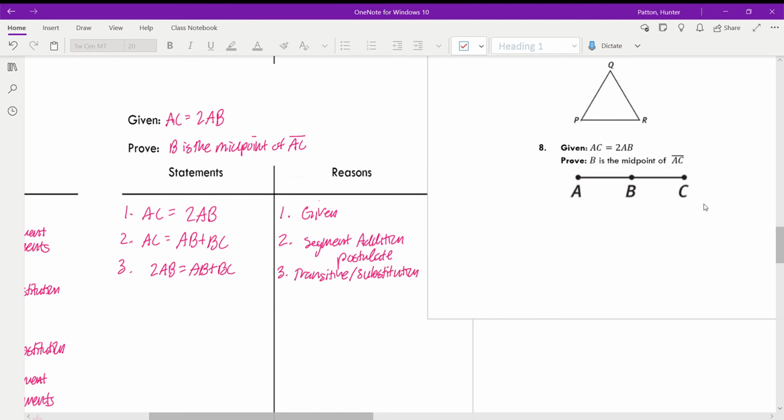Now, I want to say that AB is equal to BC, because if I am able to say that, then I know that B is the midpoint of AC. So I can subtract AB from both sides to get that AB is equal to BC, because 2AB minus an AB is going to be just 1AB, and it gets rid of the AB on the right side. So this is the subtraction property.